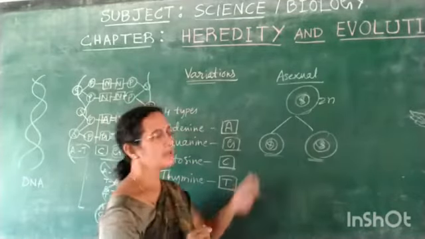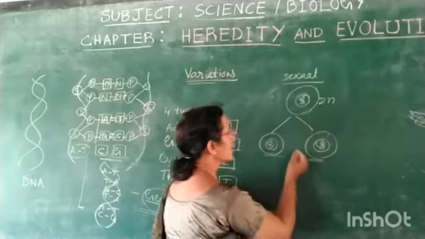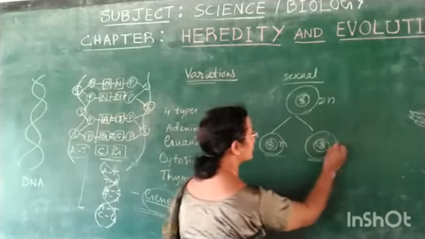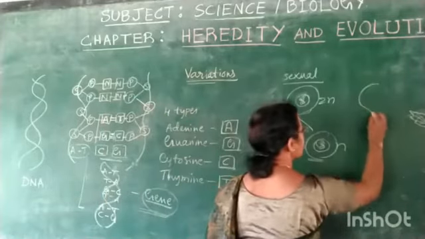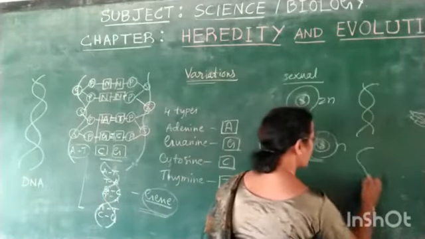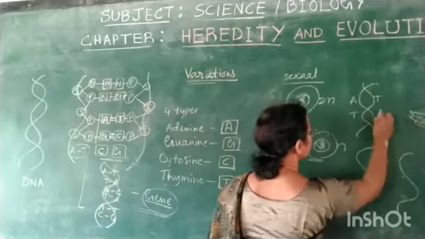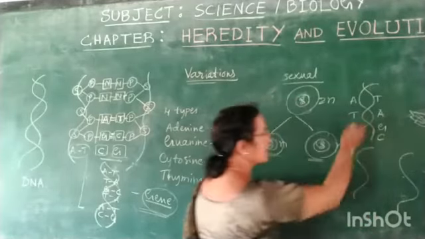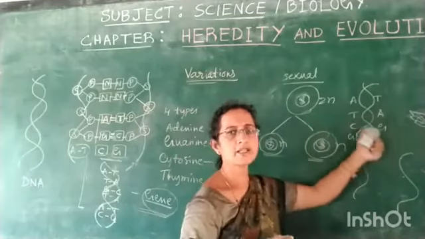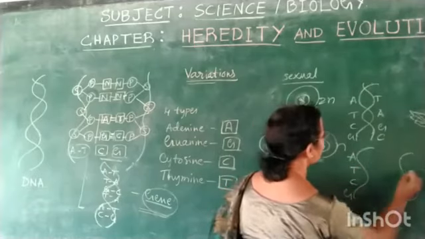So what happens in sexual reproduction? In sexual reproduction, the 2n number of chromosomes get reduced to half. We learned that there is one DNA, and the DNA gets separated. Suppose the nitrogen bases are arranged in a DNA; when they get separated, it forms like this.